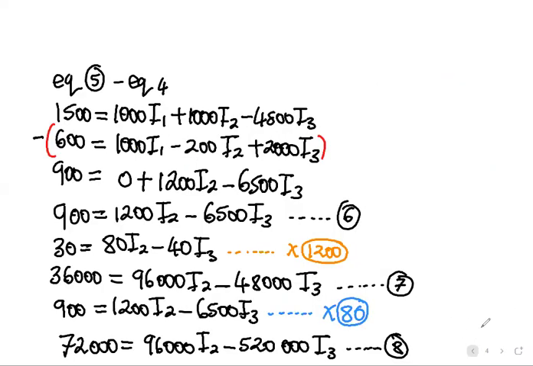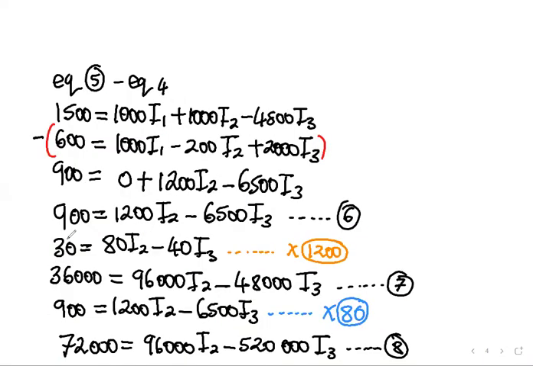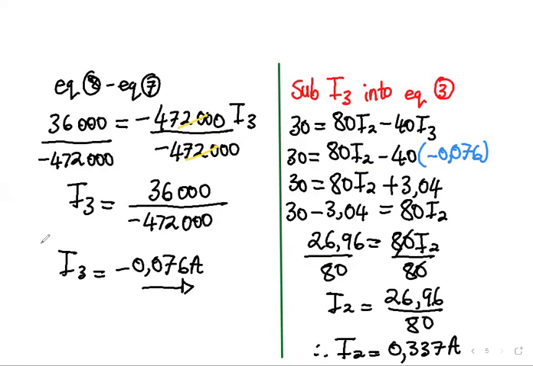Now you are having the second current, also having the third current. Now you can solve current number 1 by saying substitute I2 and I3 into what? Into equation number 2.